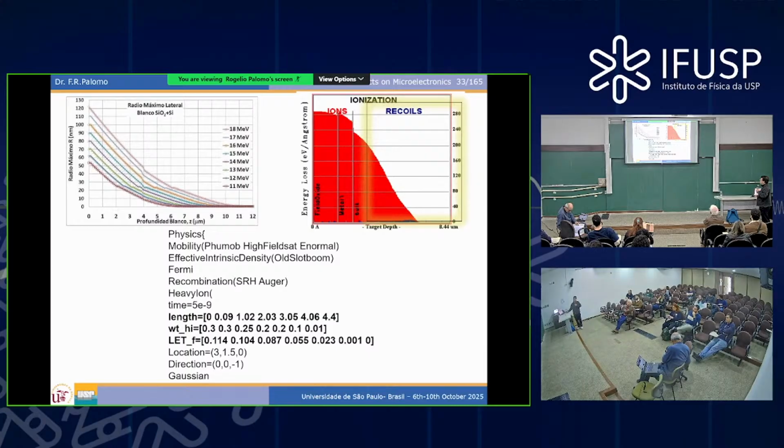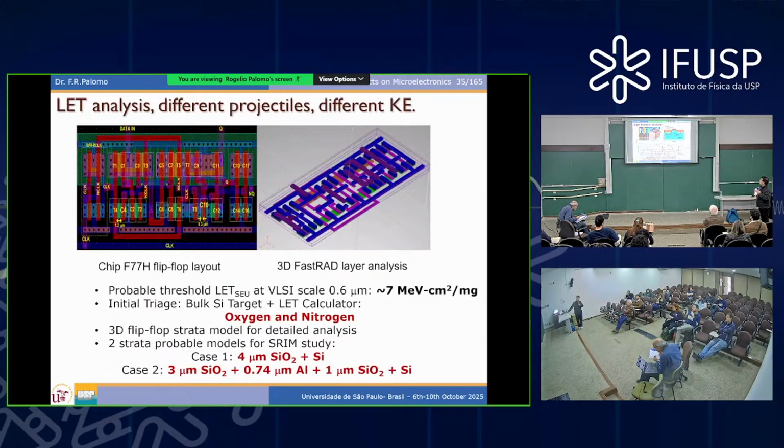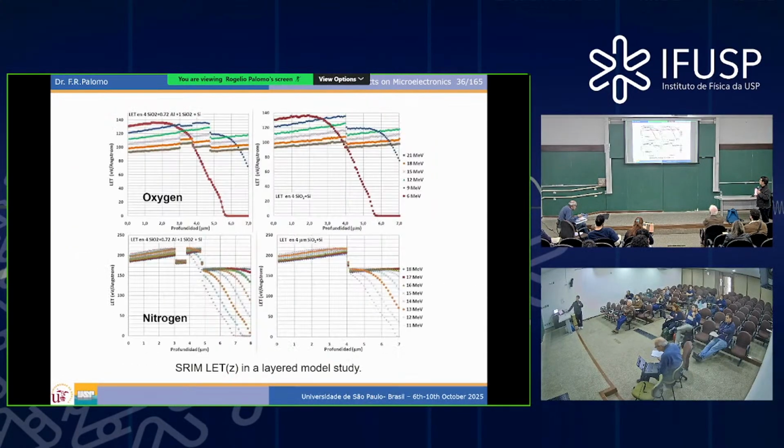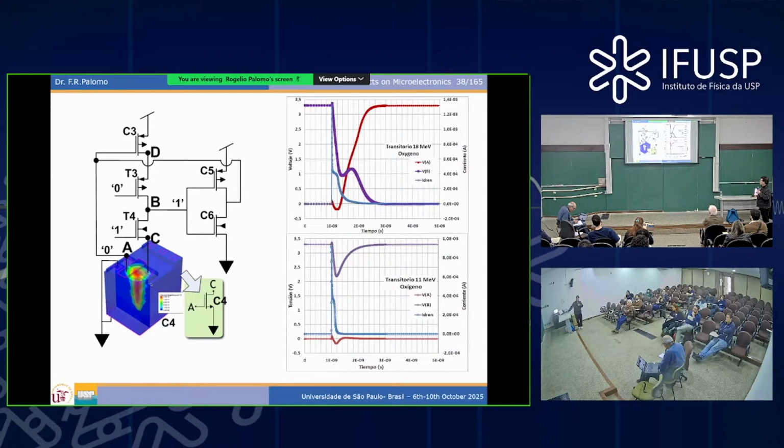Details on the model. Target transistor calibration, because in the end this has to work as a real transistor when you put the currents there. With different ions, and so on. And the final result was that the model was refined enough to get a prediction.